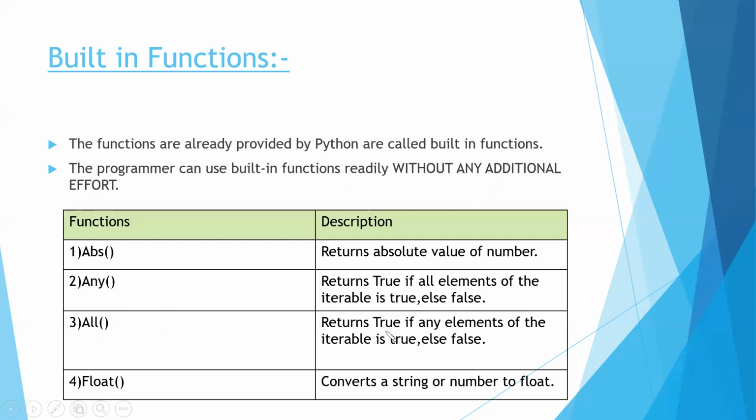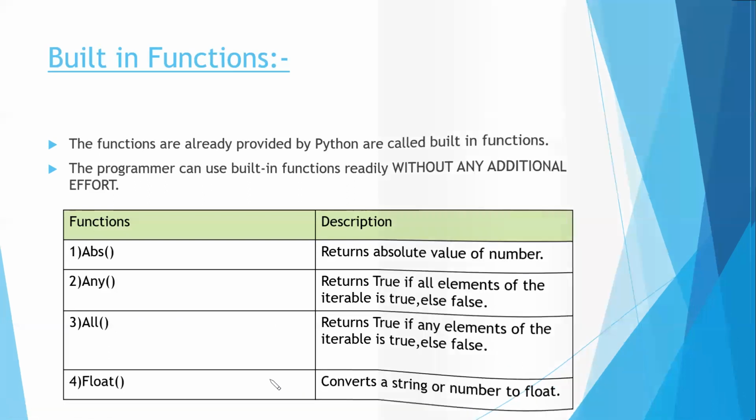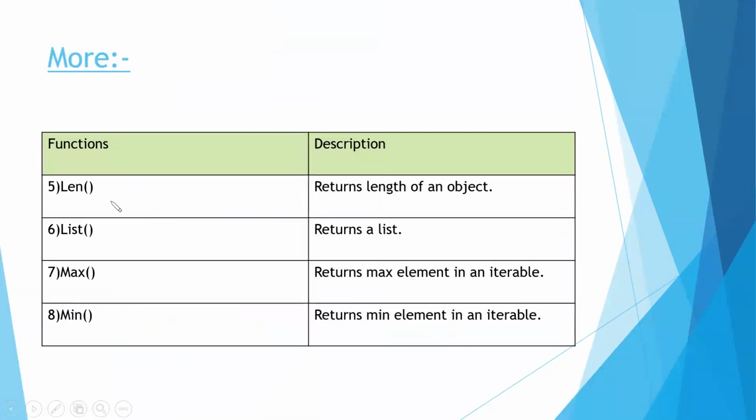Now all will return true only if all the elements in a list, tuple, or set are true. Otherwise, it will return false. Float converts a number or string to float. Len, as the name suggests, stands for length. It gives the length of an object, mostly an iterable object like a list, tuple, or set, and returns how many elements are contained in it. List will convert any tuple or set to a list.